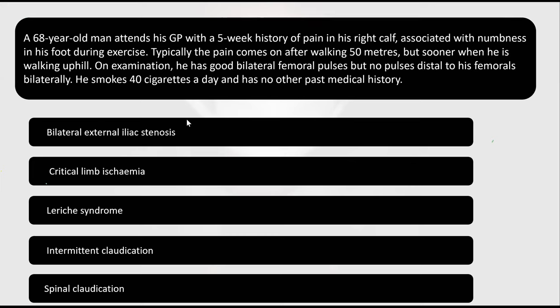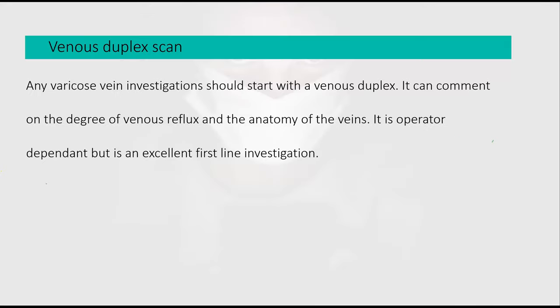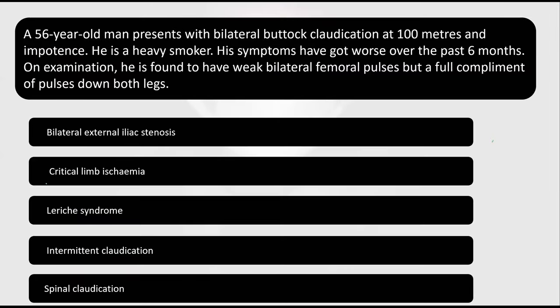So, a 68-year-old man attends his GP with a 5-week history of pain in his right calf, associated with numbness in his foot during exercise. Typically, pain comes on walking 50 meters, but sooner when he is walking uphill. On examination, he has good bilateral femoral pulses, but no pulses distal to his femorals bilaterally. He smokes 40 cigarettes a day and has no past medical history. Options: bilateral external iliac stenosis, critical limb ischemia, Leriche syndrome, intermittent claudication, and spinal claudication.